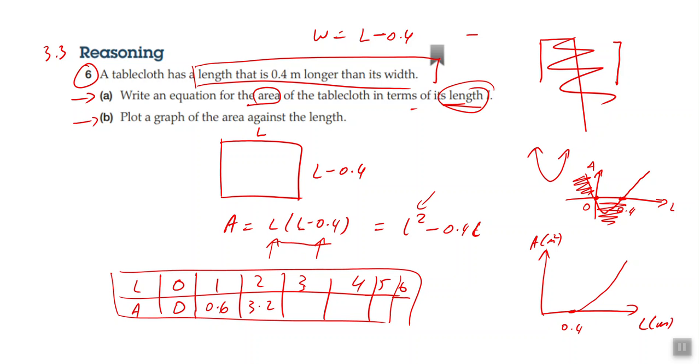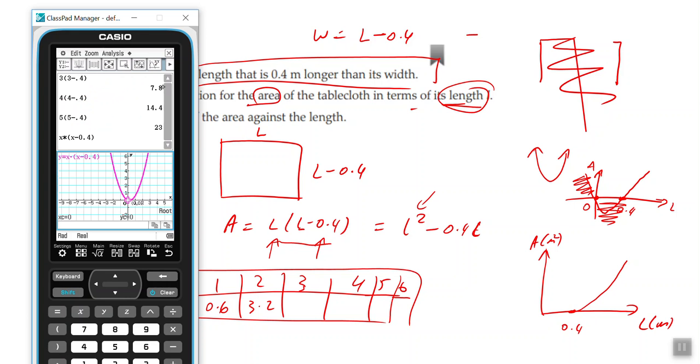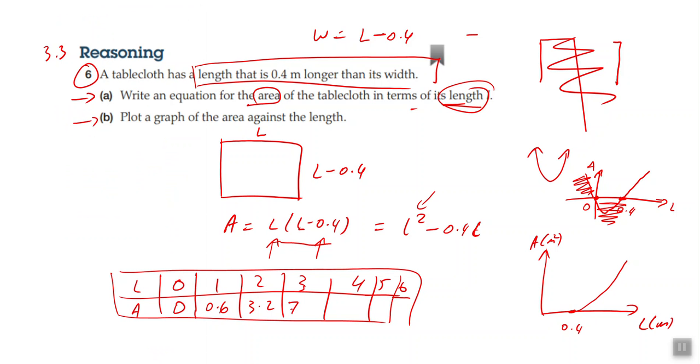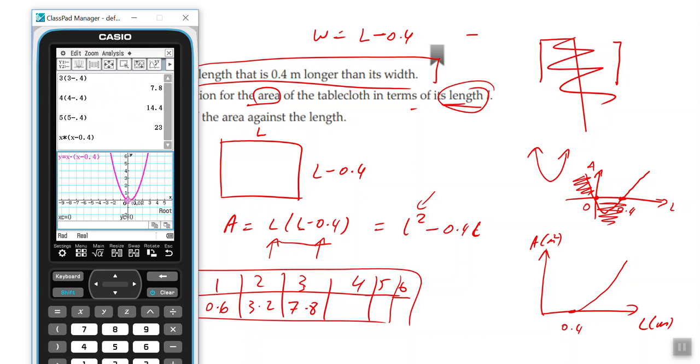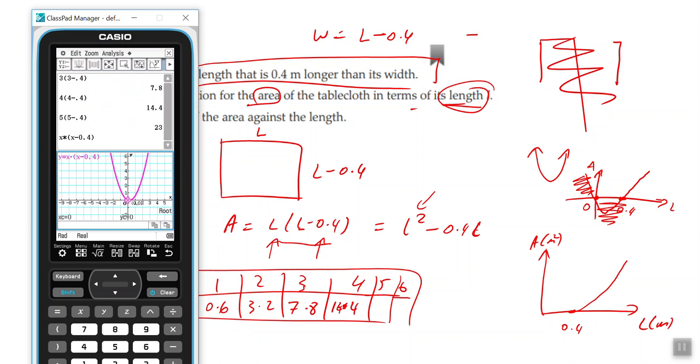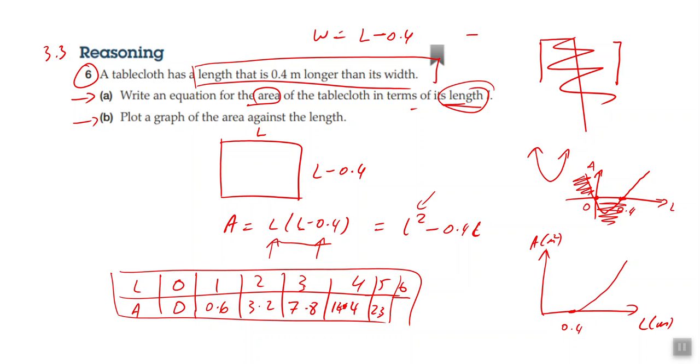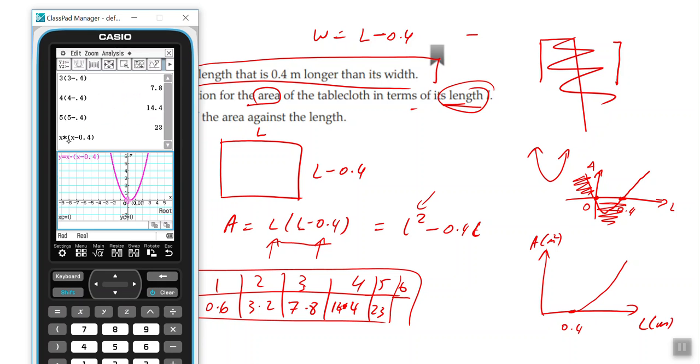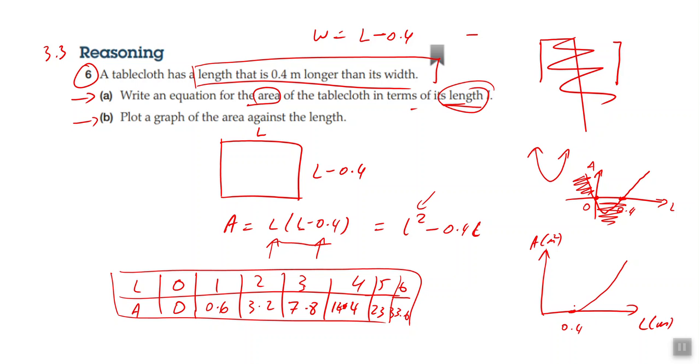For 3, I'm going to use a calculator just for convenience. We've got 7.8. For 4, I've got 14.4. For 5, we've got 23. And for 6, I'll just sub in 6 here and see what we get. 33.6. As you can see, these points are increasing.